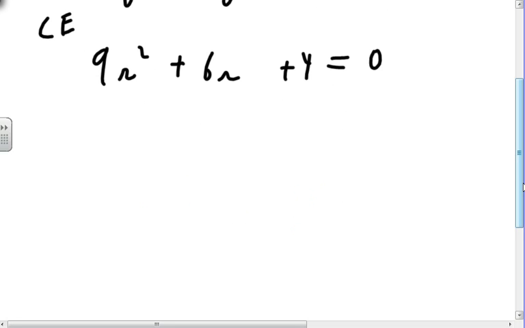I don't see that it's factoring. Do you see that it's factoring? I don't see that that's factoring.